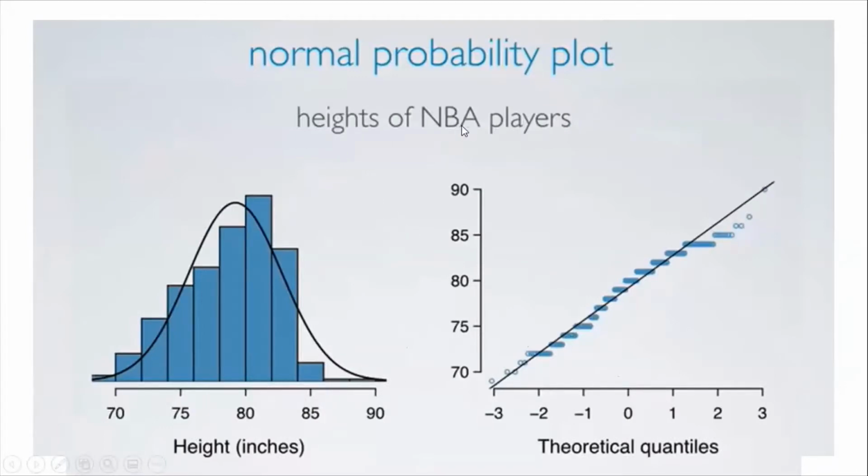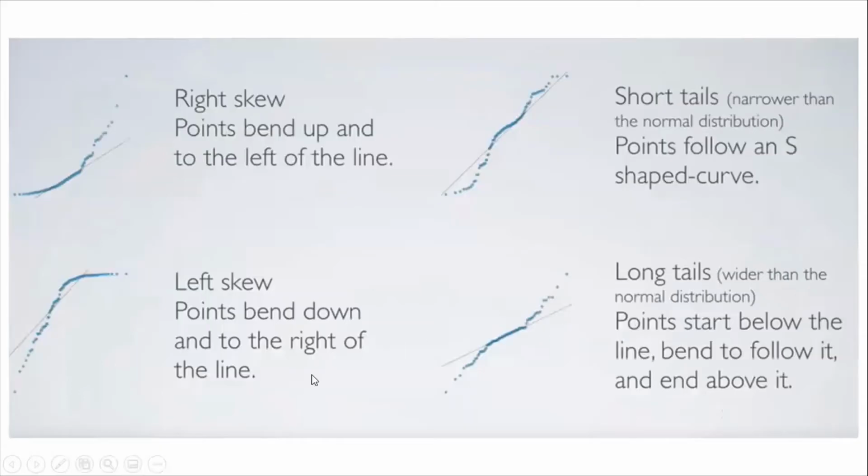Another example is NBA players. They collect the heights of these NBA players and then make a distribution. Based on this histogram, the center is around here and then the tail is going to the left. So this is a little bit left skew. And then we plot the theoretical quantiles plot, and you see that there is a pattern. The points are not falling on the solid straight line, so we can say that these are not normal, fairly skewed to the left.